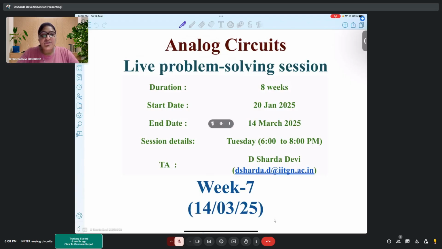So, in this session, we'll be discussing the leftover problems from last week, which were from filters, and then we'll move into the concepts of oscillators and discuss the problems on oscillators.